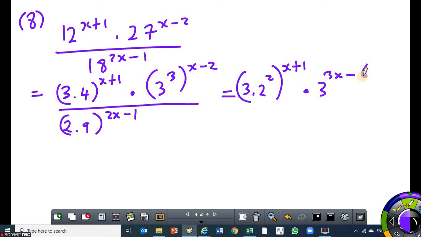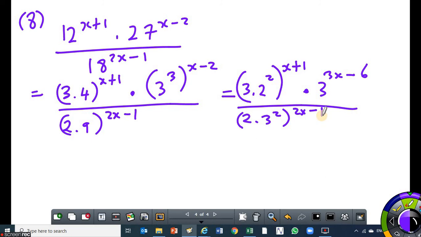Then all over 2 times 9, but 9 is a perfect square. It is written using a base of 3, so I can have 2 times 3 squared, all raised to the power of 2x minus 1.